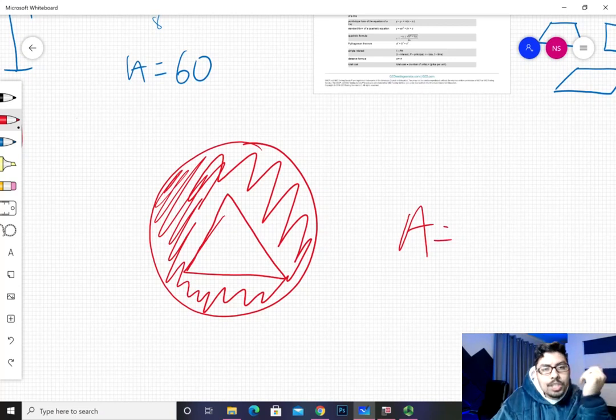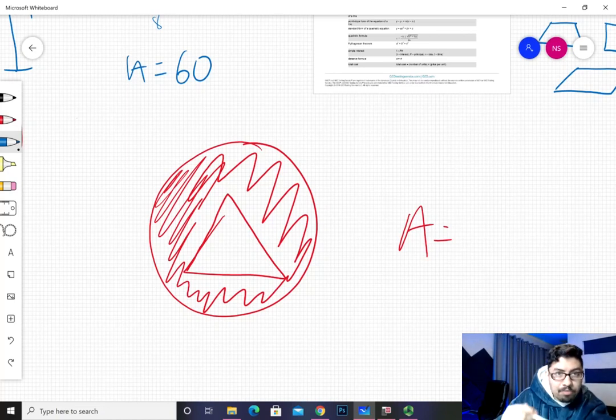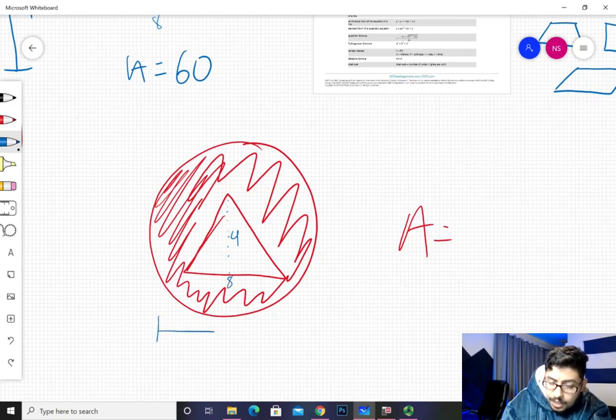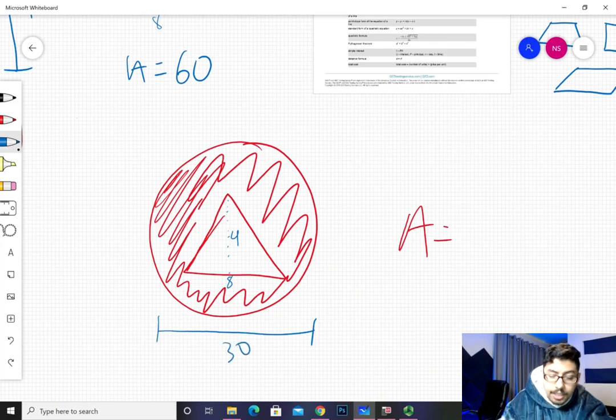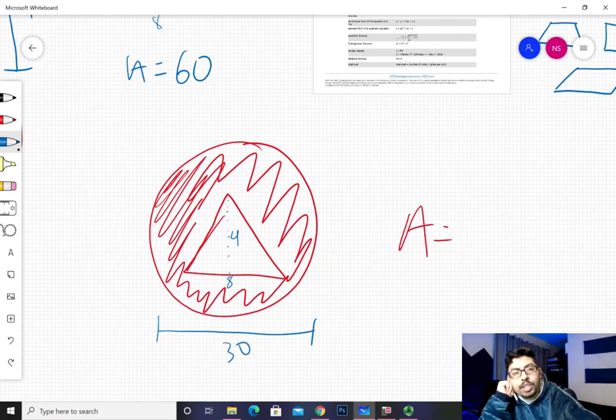Alrighty, my friends, how do we solve these type of problems? These type of problems, well, they're obviously going to give us some figures around. Let's say they give us the triangle's height is 4, the base is 8, and let's say the width of the park is 30. Okay, what do you need to do here? What we need to do is find the area of both shapes, obviously, right?